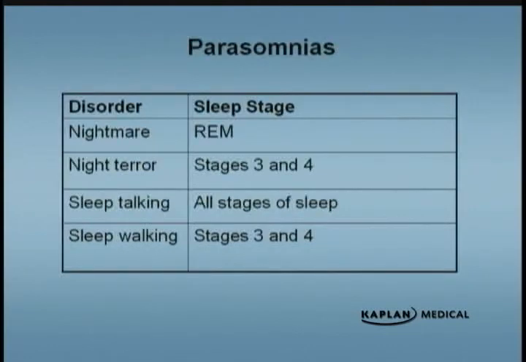Now, parasomnias are sleep disorders associated with the sleep stages. So we have nightmares, night terrors, sleep talking, which is called somniloquy, or sleepwalking, which is called somnambulism. Now, let's review where these disorders occur, because that is important. So nightmares occur in REM. Night terrors occur in stages 3 and 4. Sleep talking, or somniloquy, occurs in all of the stages of sleep, and sleepwalking, or somnambulism, typically occurs in stages 3 and 4 of sleep.